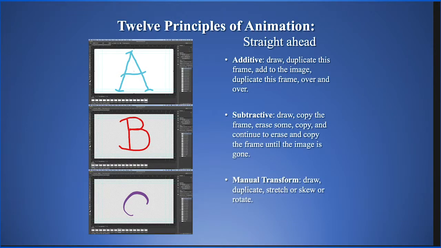The 12 principles of animation also include straight ahead, which we did when we were doing the animations in Photoshop at the beginning. Additive, to draw, then duplicate the frame, add to the image, duplicate the frame, over and over, just continuously adding to the image you had already drawn. Subtractive is when you draw, then copy the frame and erase some of it, copy and continue to erase, and copy the frame until the image is gone. And then manual transform is when you draw it and then you duplicate and stretch or skew or rotate and change it manually, transforming it.